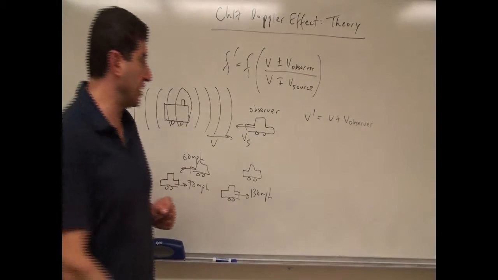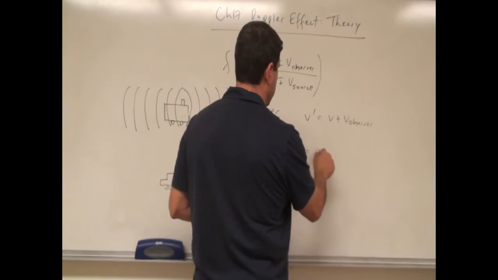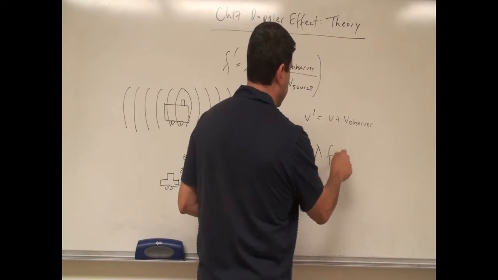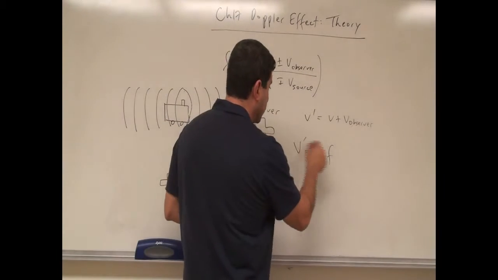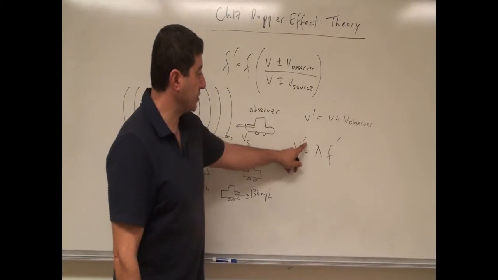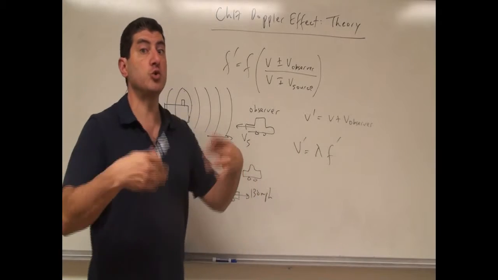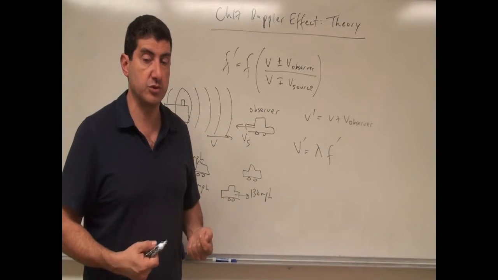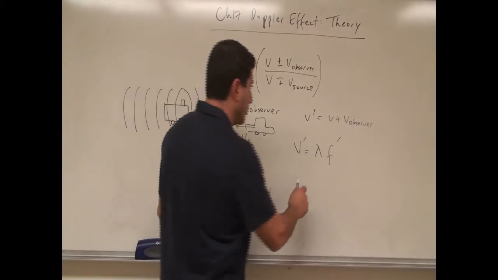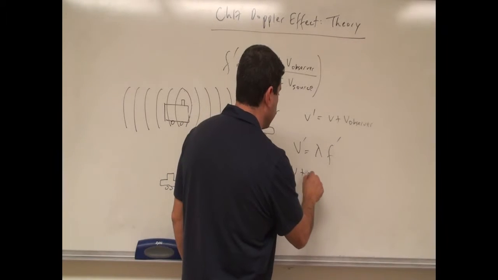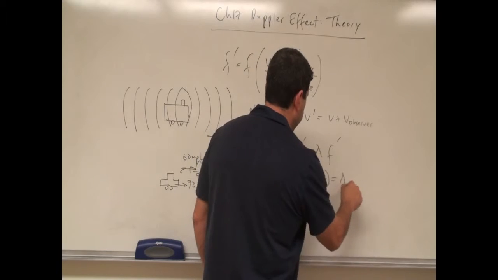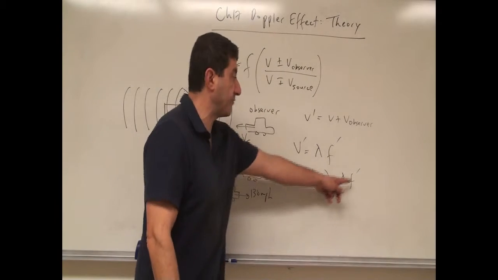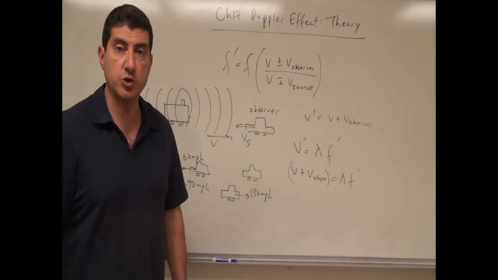Okay, now using the equation, velocity of sound is equal to the wavelength of sound times the frequency, right? So because the velocity of the sound has been increased, v prime is the new effective velocity of sound with respect to you, right? So we can say here, v plus v observer is equal to wavelength times frequency, f prime. F prime is the new frequency that you will be hearing.